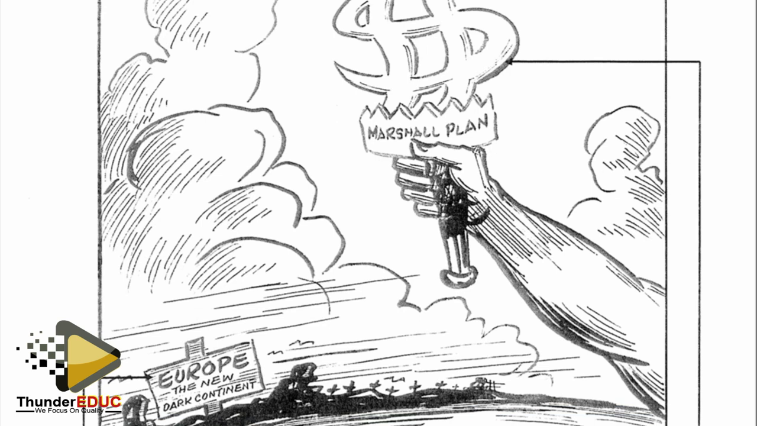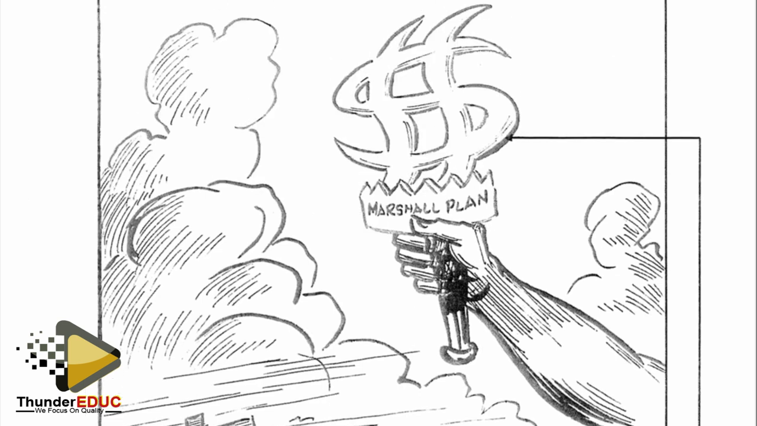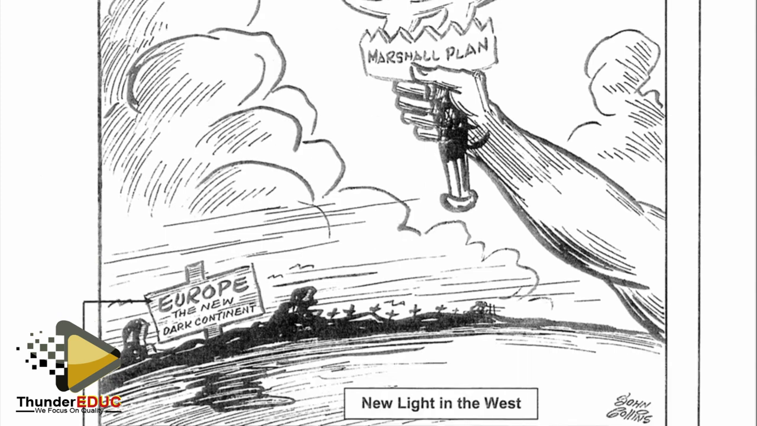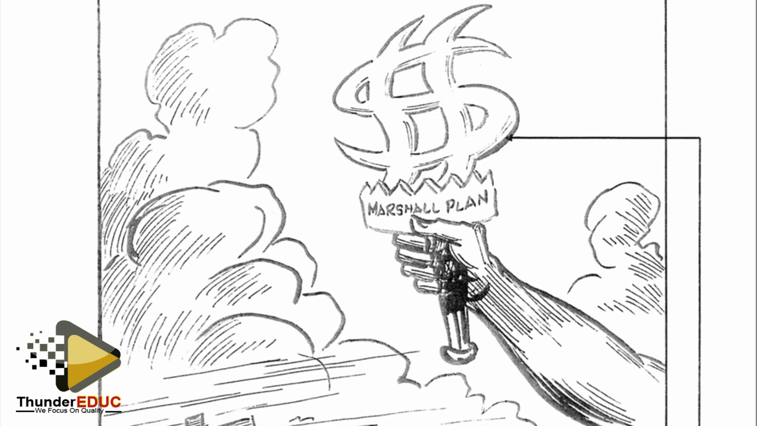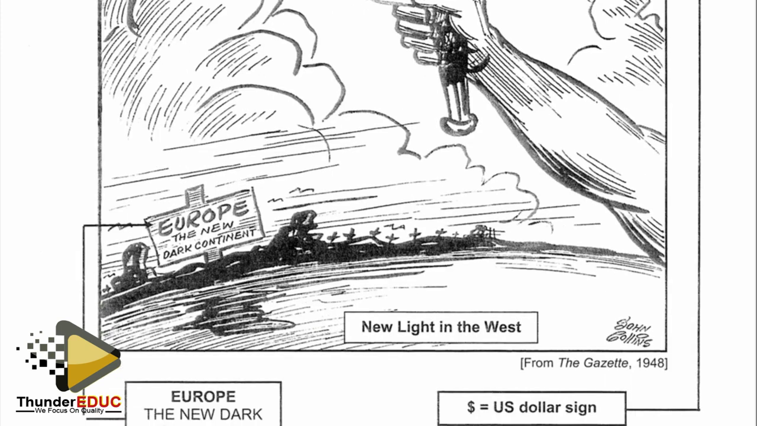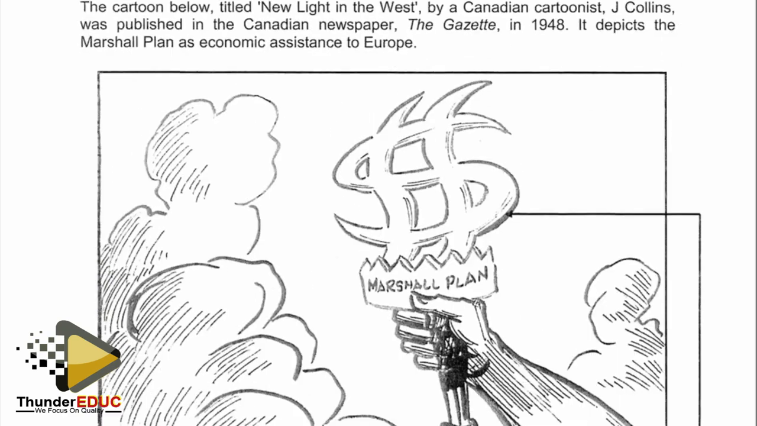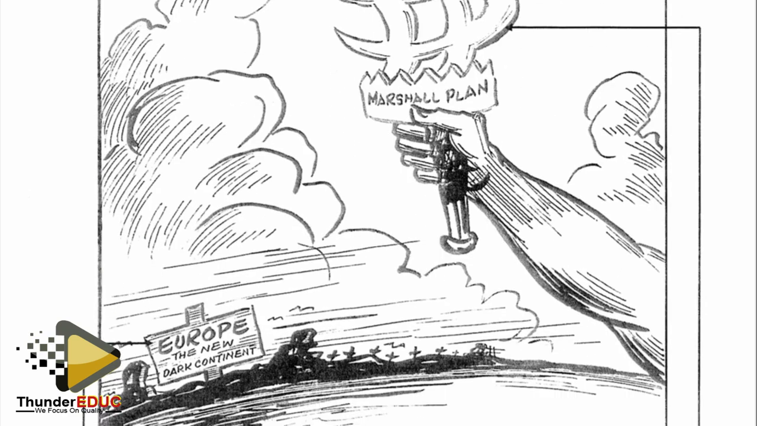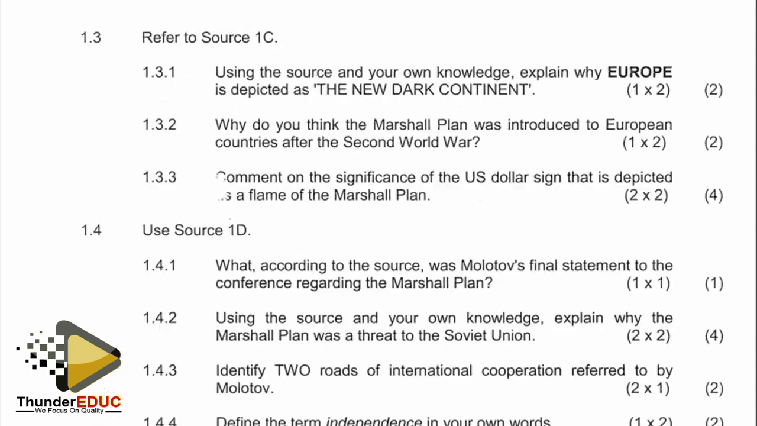If you try to analyze, you are seeing that there is a hand which is lifting the light, and that light is deemed to be the new light in the West. And if you check on the other side, it's written Europe, the new dark continent. Europe is in the dark and it needs a light which comes through the Marshall Plan. And the light here indicates a symbol of the dollar, which implies that the light is coming from the US in the form of the United States dollar. That is basically what we can deduce from what is shown on the cartoon.